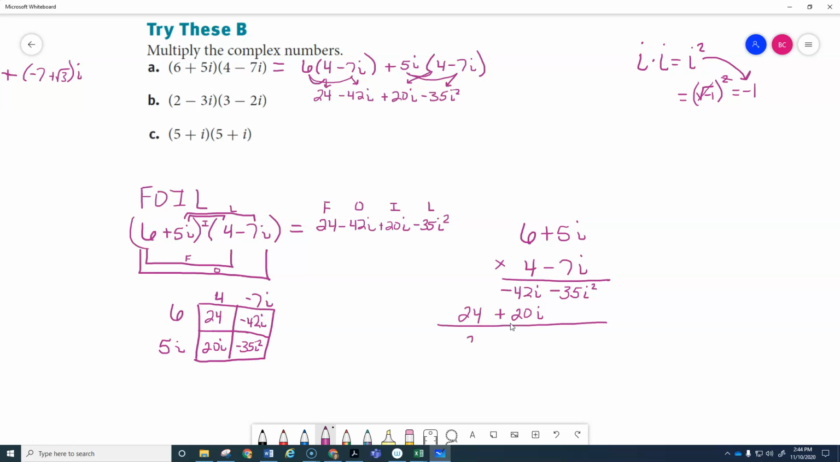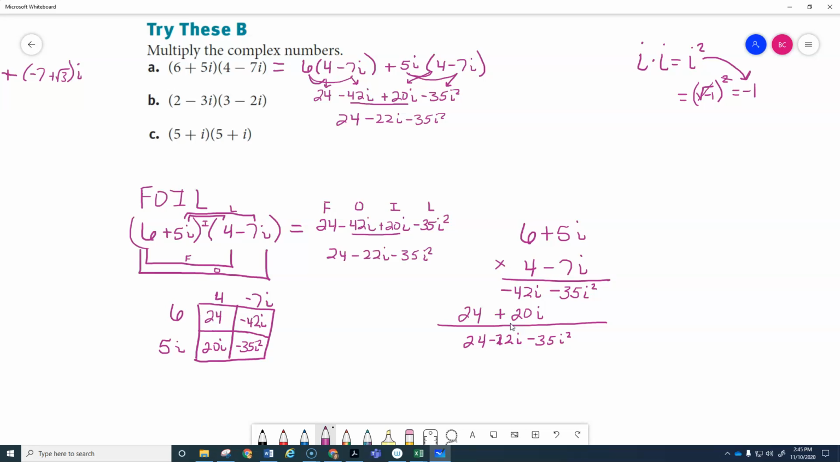And then I combine all my like terms. So this one is going to be a -22i. I think I did that right. 42 take away 20, and then -35i squared. So same thing here. These two go together. So we get 24 -22i -35i squared. We got the same thing on all of these. So 24 -22i -35i squared.